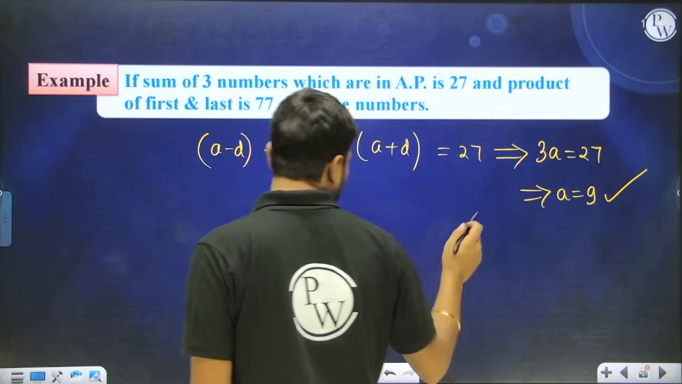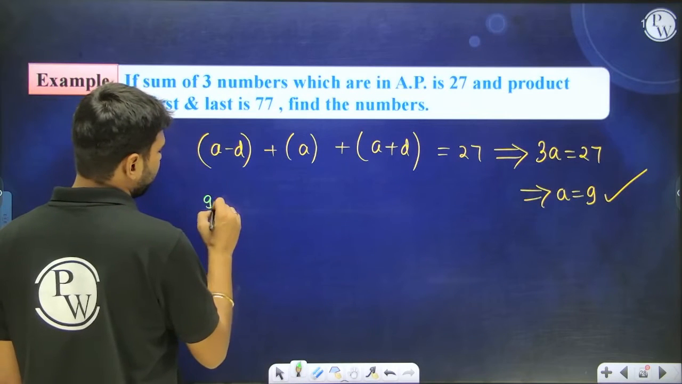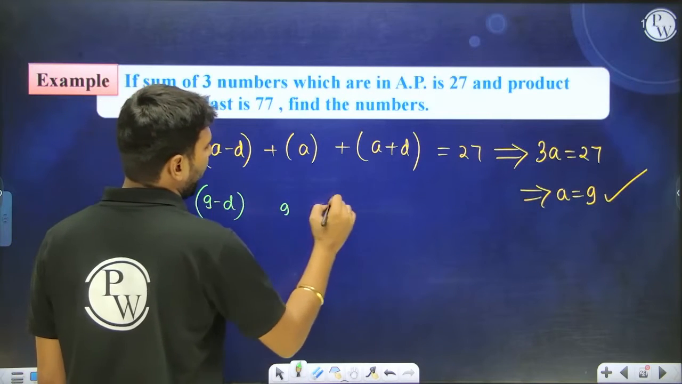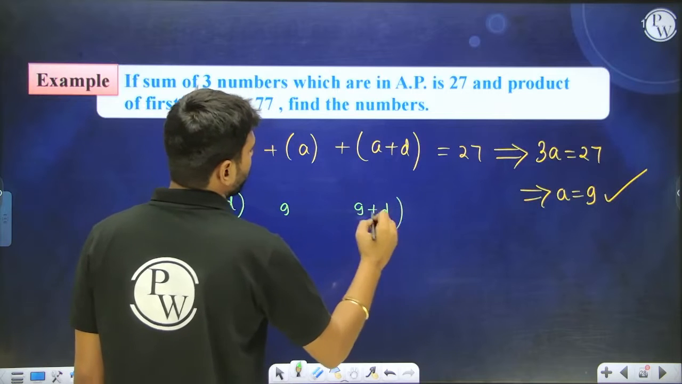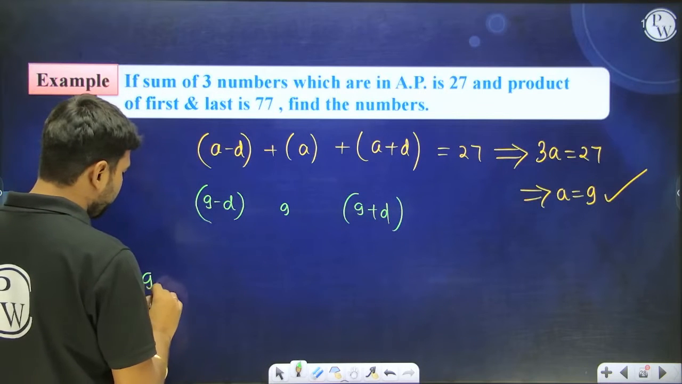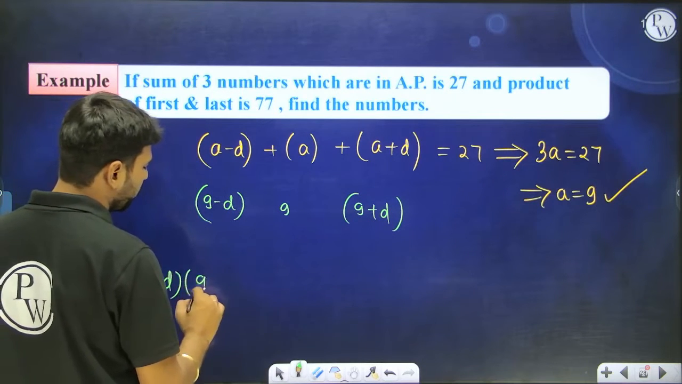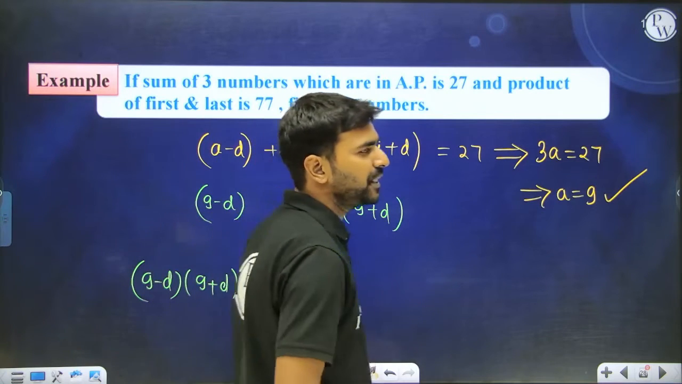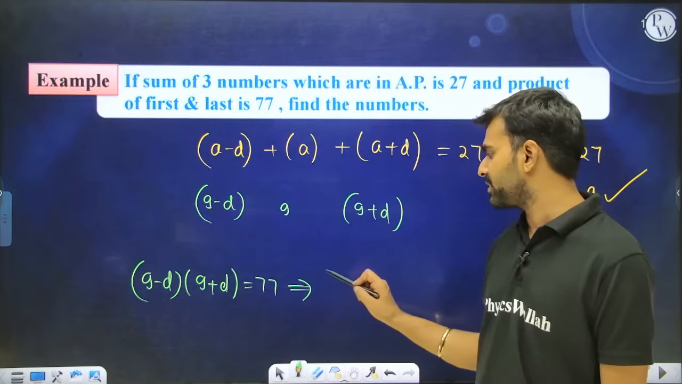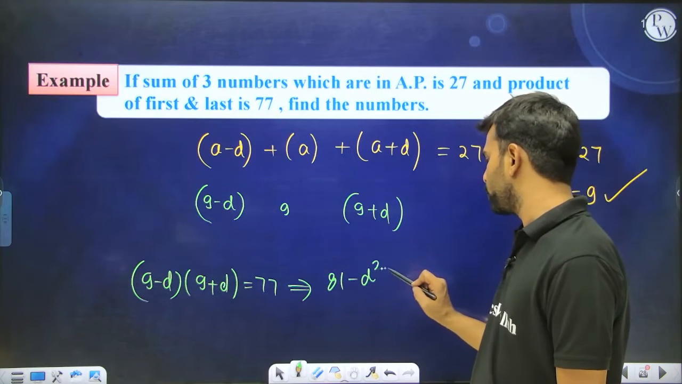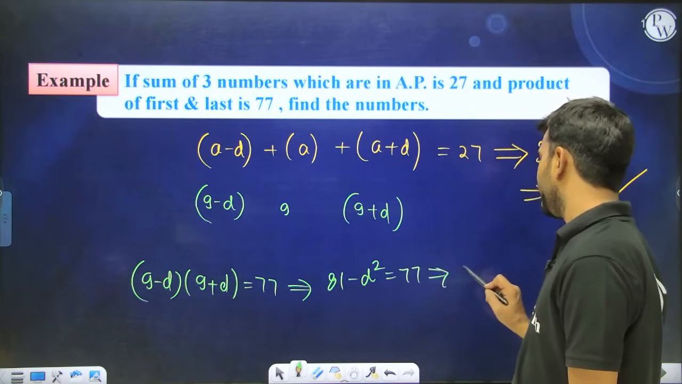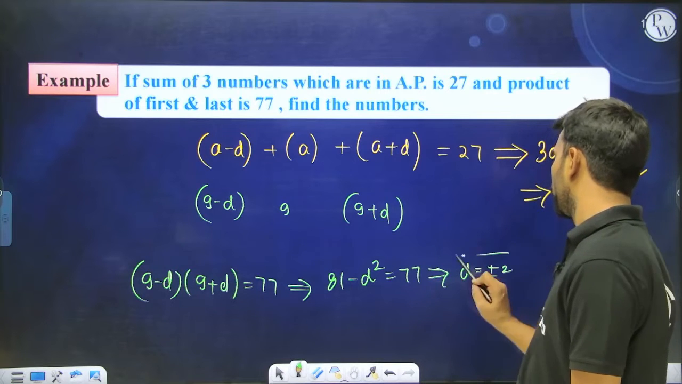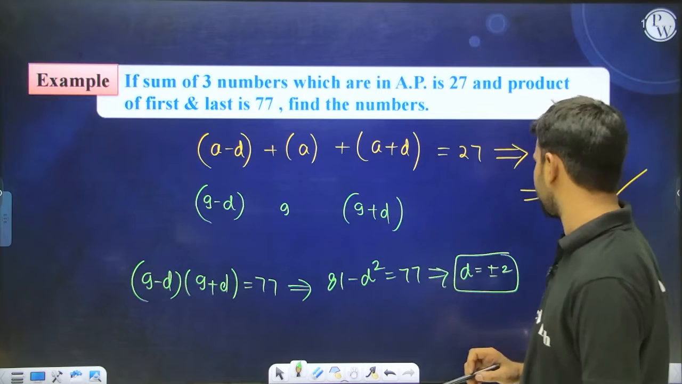Now understand, if A's value is coming out to be 9, then the three terms will be 9 minus D, 9 and 9 plus D. The product of the first and the last, that is 9 minus D times 9 plus D, is given to me equal to 77. So we can apply (A plus D) into (A minus D) over here. So 81 minus D square is equal to 77. So from here D is equal to plus minus 2. So we have got the value of D as plus minus 2.